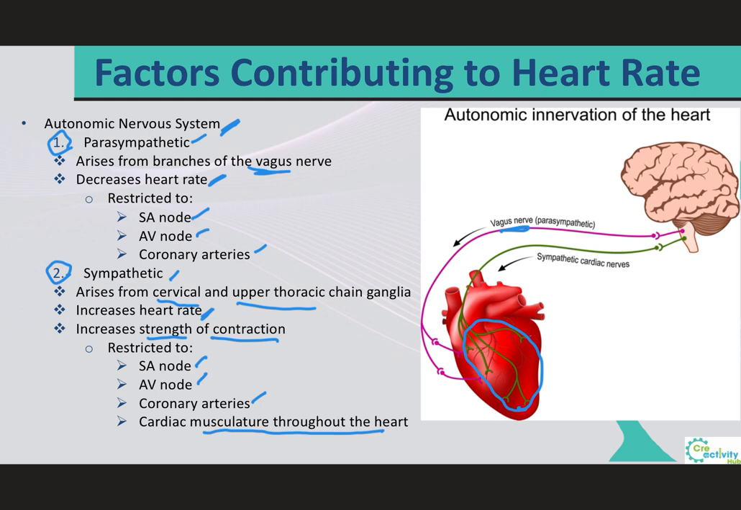So for example, if you have a drop in blood pressure or an increase in carbon dioxide concentration, this usually indicates that the heart must work harder to be able to meet the demands of the peripheral tissues. So therefore, the cardiac centers will then respond by increasing the heart rate and the force of contraction by activating the sympathetic nervous system.